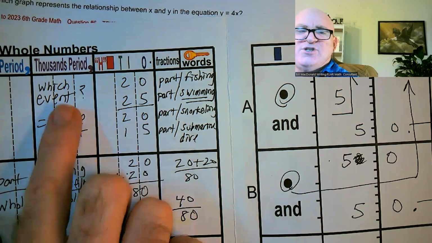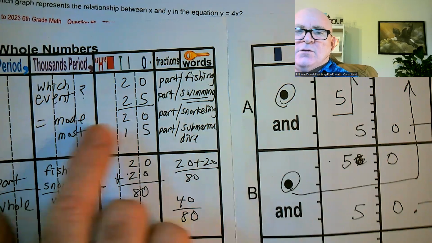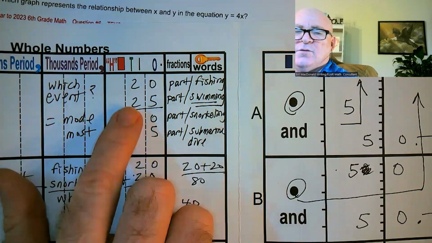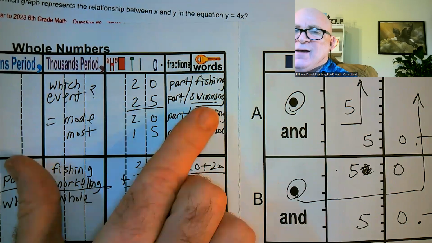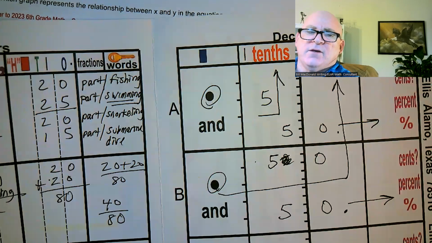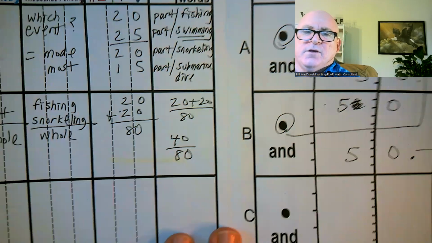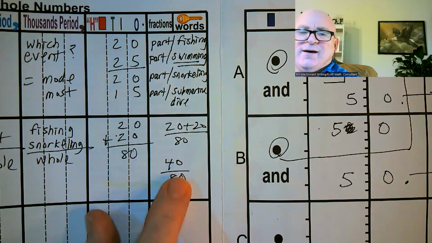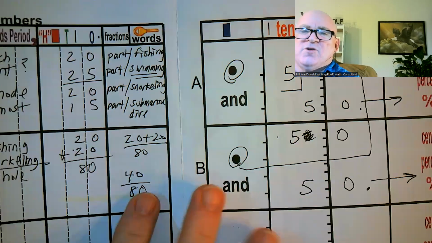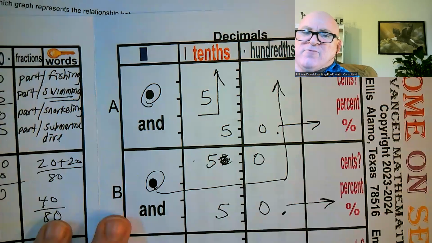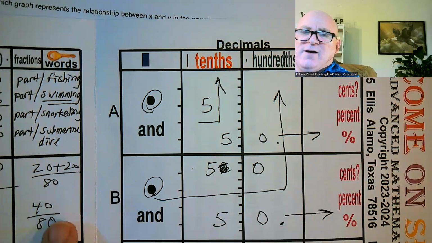They said which event was there the most. Well, the most people chose swimming as their event. Okay. Part 2, 40 out of 80 is the fraction. And then to move in the place value chart from fraction to a decimal, we divide.